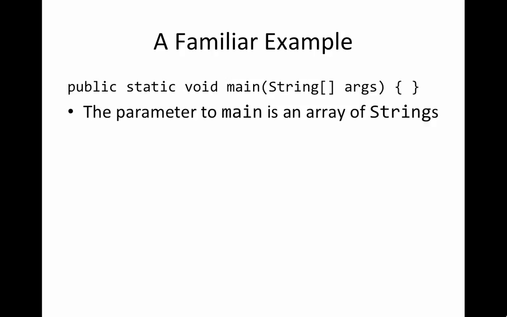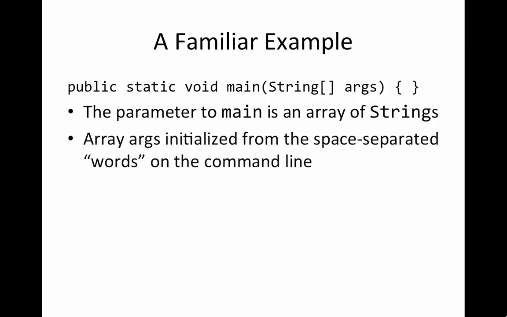What is the parameter that we provide to main? And that parameter, you can now see, is an array of strings. That's why we write String and then the square brackets. This variable, the args variable, is initialized when we run our program, when we give the command to run our program. We have the possibility to provide a space-separated list of words on the command line.